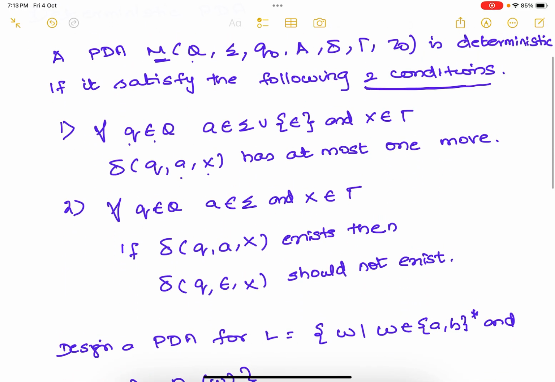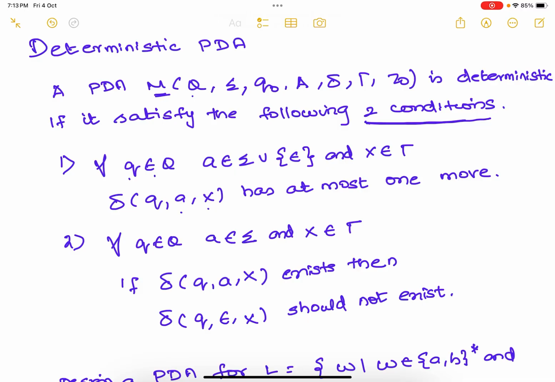The second rule says that for all q belonging to capital Q, a belonging to sigma, and X belonging to tape symbol, if you have a transition for some q, some a, and some tape symbols, if this exists, then for the same state, for the same stack symbol, for epsilon there should not be any transition in the transition table.